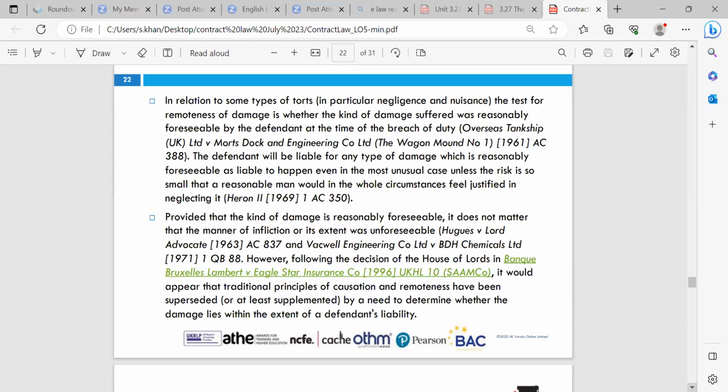However, following the decision of the House of Lords in South Australia Asset Management v York Montague, Banque Bruxelles Lambert and Eagle Star Insurance Company 1996, it would appear that the traditional principles of causation and remoteness have been superseded or at least supplemented by a need to determine whether that damage lies within the extent of a defendant's liability.